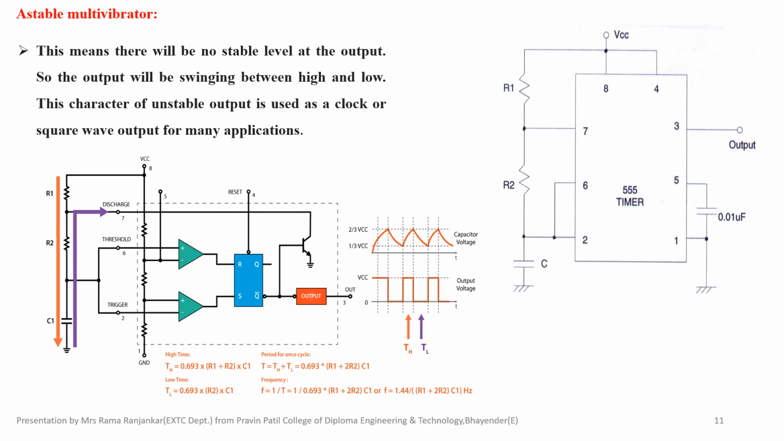This is an astable multivibrator. It is called a free running oscillator. It does not provide any stable state, so it produces a continuous waveform. The output will be swinging between high and low. This character of the unstable output is used as a clock or square wave output for many applications.